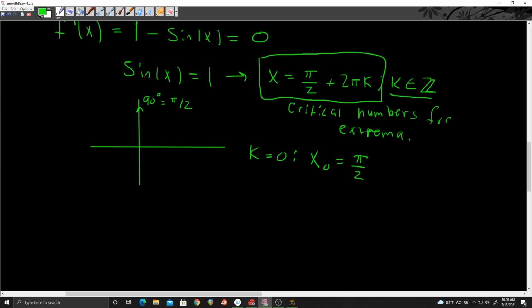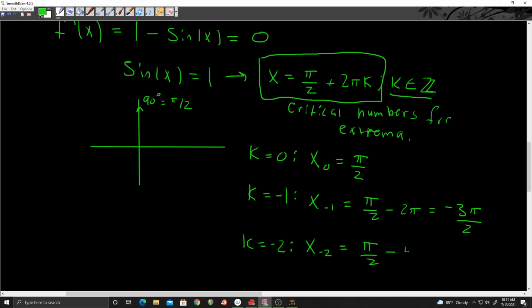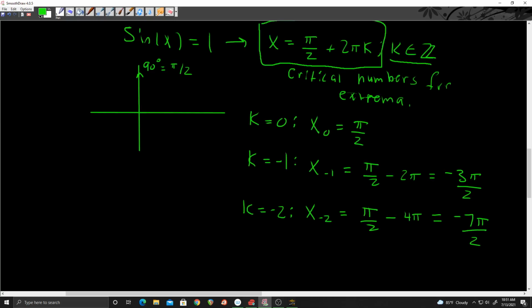I'm going to write down k equals -1. That's going to give me x sub -1 equals pi over 2 minus 2 pi, which is going to be minus 3 pi over 2. I'm going to do k equals -2. It's going to give me x sub -2 equals pi over 2 minus 4 pi. Let me think, what's this going to be? 1 minus 8, -7. -7 pi over 2.